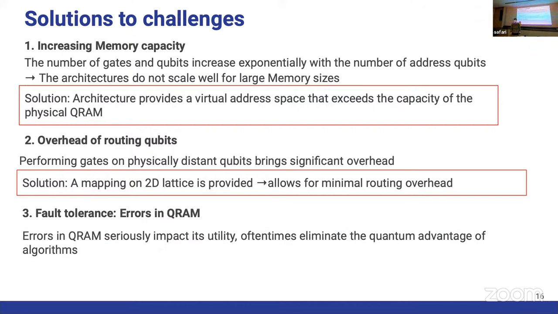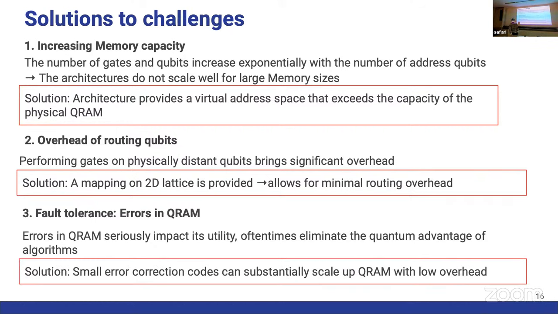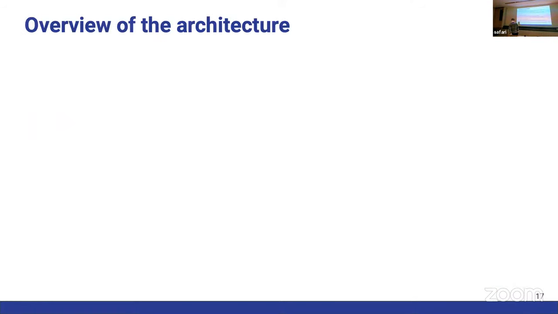Okay, the third issue is the fault tolerance, which refers to the errors that can happen in QRAM. Errors in QRAM can seriously impact the utility of said QRAM and often can eliminate the quantum advantage of the algorithms completely. And the solution to this issue is to provide small correction codes, which can scale up the QRAM with very low overhead.